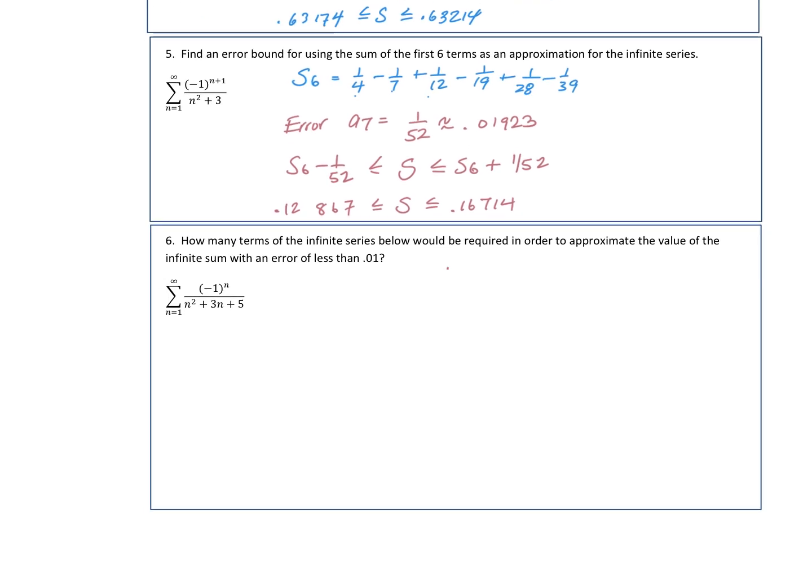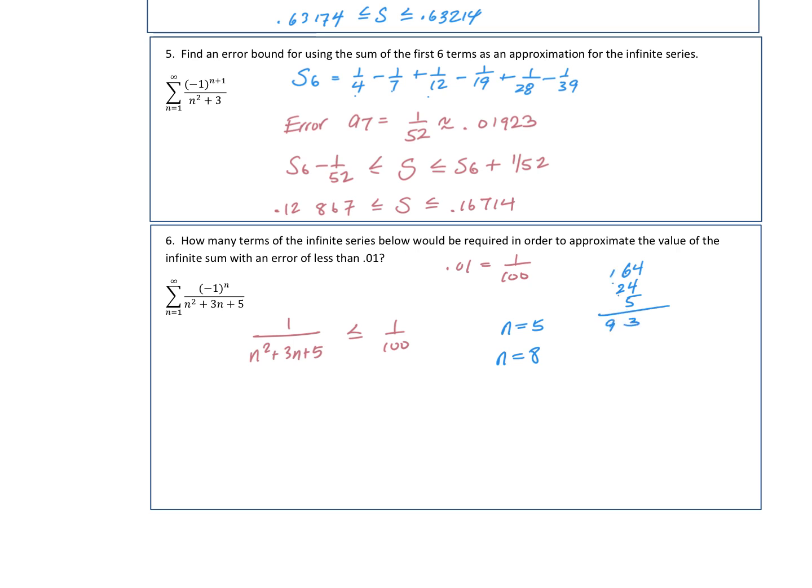All right, last one, how many terms would be required? 0.01. So 0.01, first and foremost, is 1 over 100. So I have 1 over n squared plus 3n plus 5 less than or equal to 1 over 100. So I just randomly started. I picked a number. I think I started with 5. If n is 5, it's way too small. So then I went up. I chose 8. So let's say n is 8. We would get 64 plus 24 plus 5.